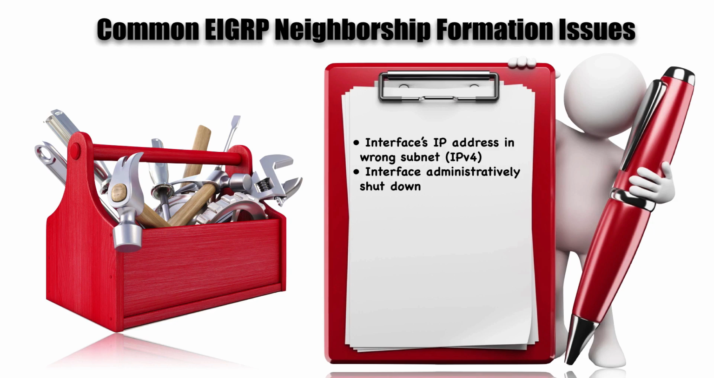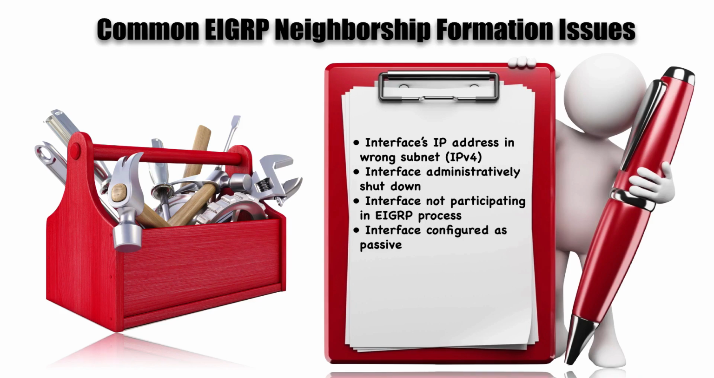Something else that could be wrong, and this is an obvious one, but it's something to check, is the interface administratively shut down. Obviously, we're not going to be forming a neighborship over an interface that is administratively down, or maybe that interface is up, but it's not participating in the EIGRP process. Did we give an appropriate network statement, for IP version 4 anyway, to say that this interface is participating in this EIGRP process? Or with IP version 6, did we go into the interface and say that this interface is participating in this EIGRP routing process?